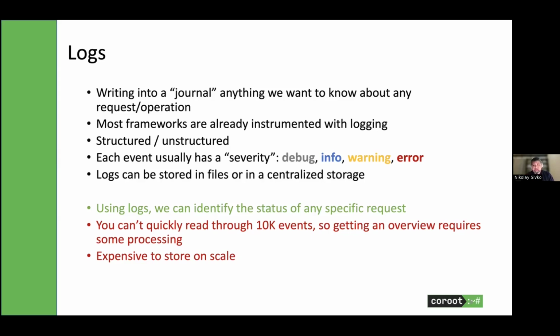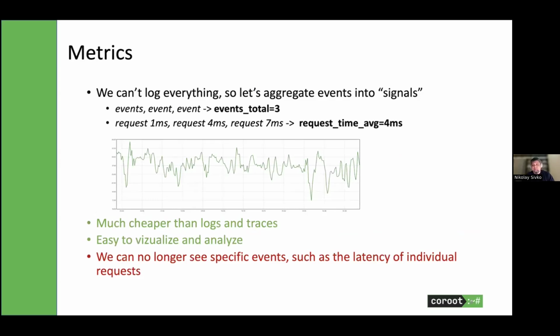But in fact, when we deal with outages and issues, our brain cannot read through many log lines at the same time. It requires some aggregation. Our brain understands charts or some visualization much more easily than hundreds of text lines. And at some scale, logs are pretty expensive to store. That's why we have metrics.